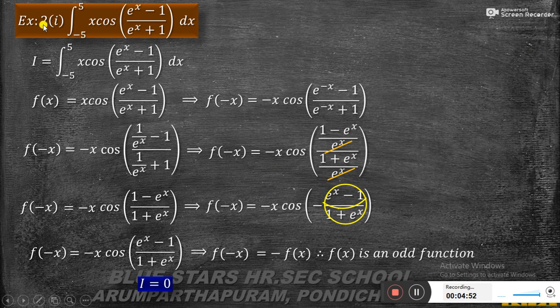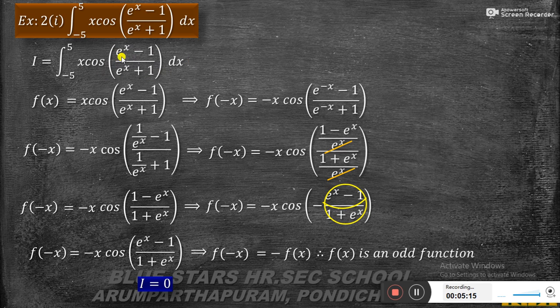Now we discuss the exercise second problem, subdivision 1. Integral minus 5 to plus 5 x cos x into e power x minus 1 by e power x plus 1 into dx. So you write the given integral as I equal to integral minus 5 to plus 5 x cos x into e power x minus 1 by e power x plus 1 into dx.